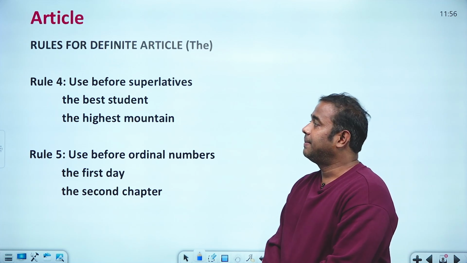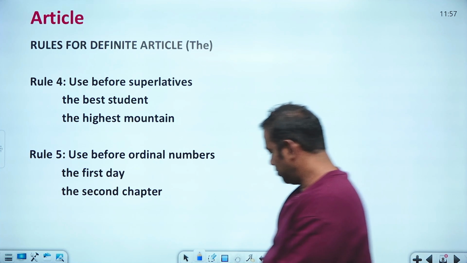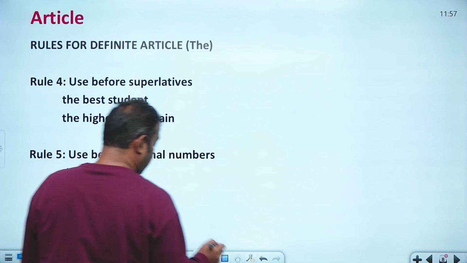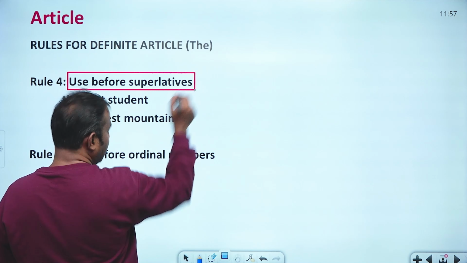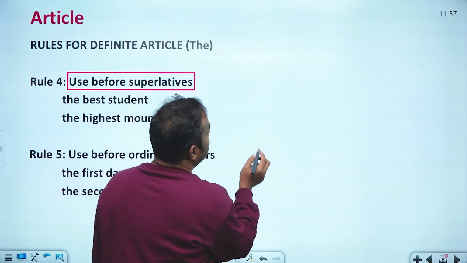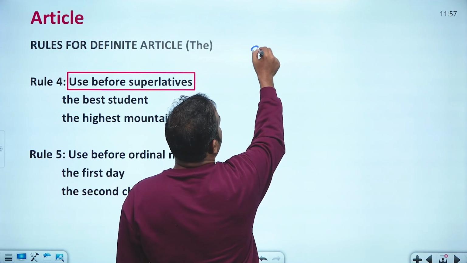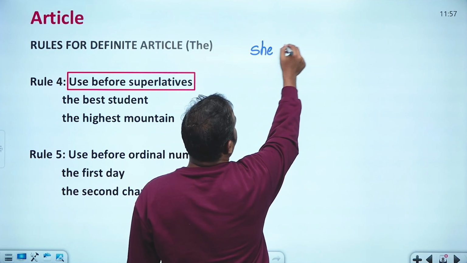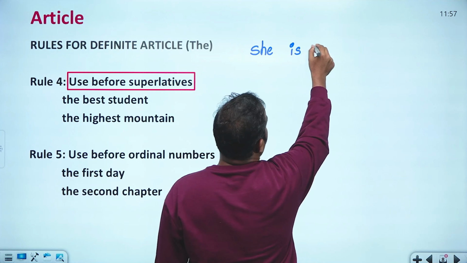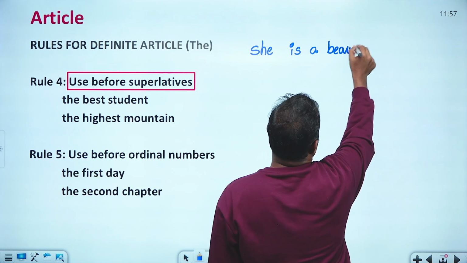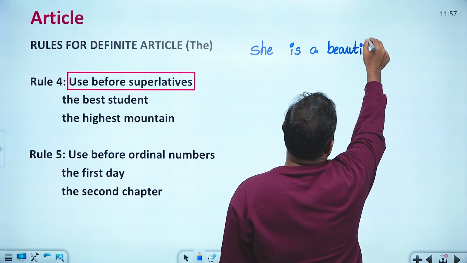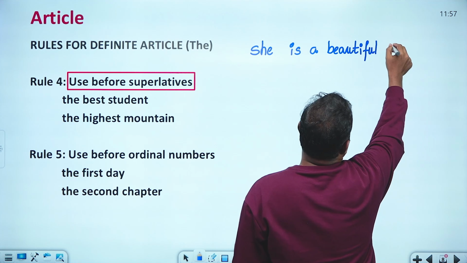The fourth rule is use before superlatives. This is very important. Use before superlatives. So what do you mean by use before superlatives? In the previous class, in the adjectives we have discussed, that is, she is a beautiful girl.